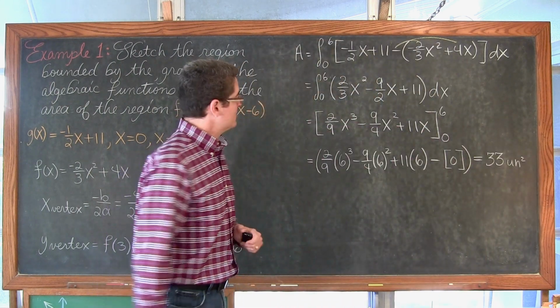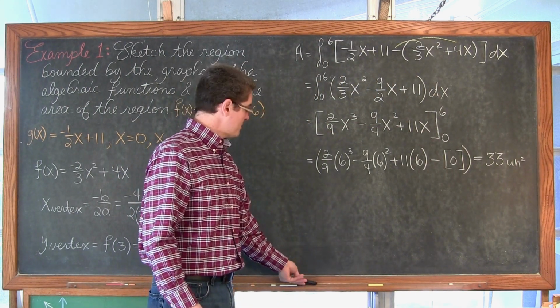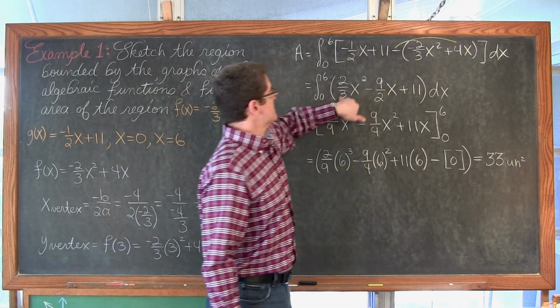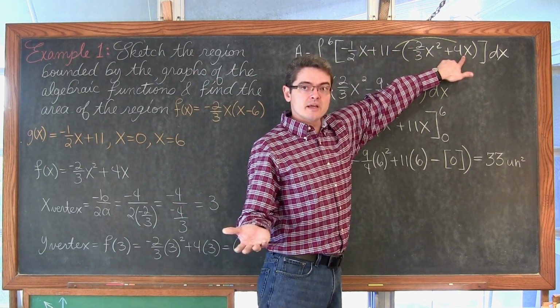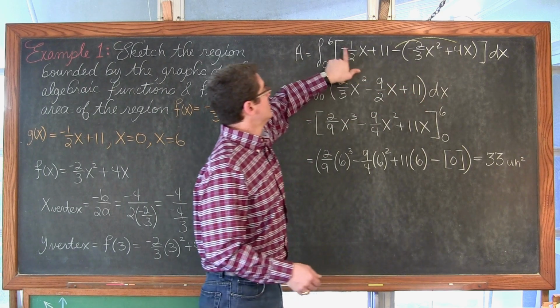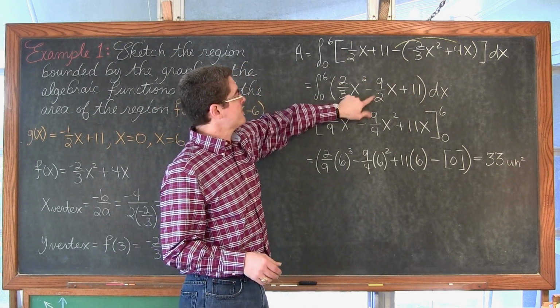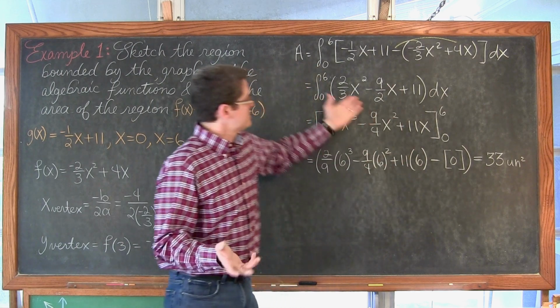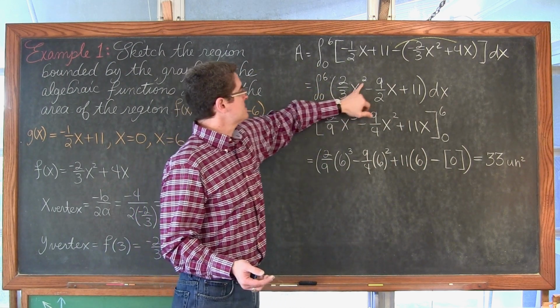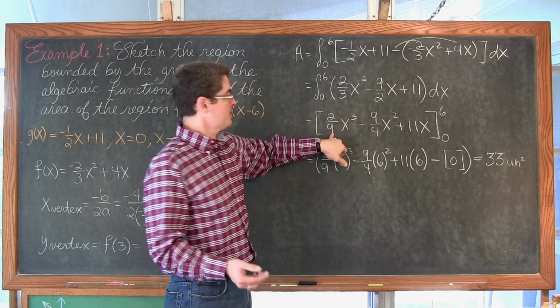So hopefully you found that one to be pretty straightforward. Negative times a negative is positive 2/3 x squared. Negative times 4x is negative 4x, and negative 4 plus a negative 1/2 comes out to be negative 9/2 x plus 11. This is just a basic polynomial here, so raising that power by 1 and then dividing, we get 2/9.